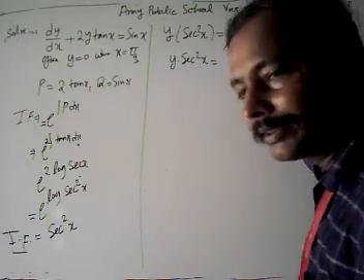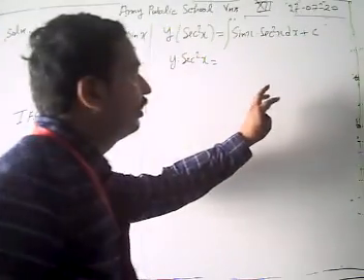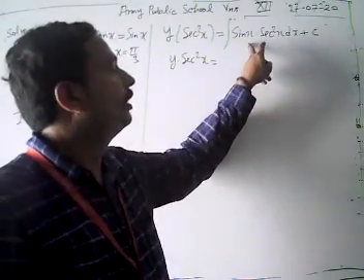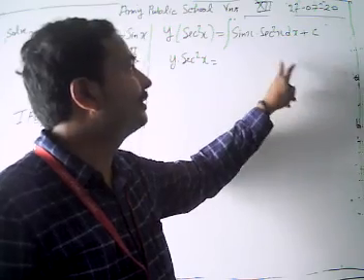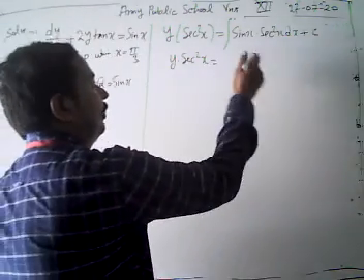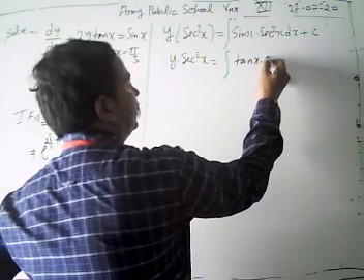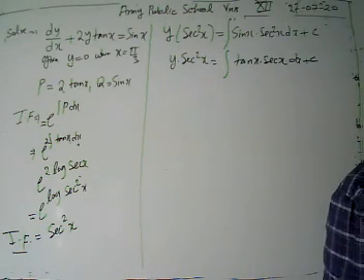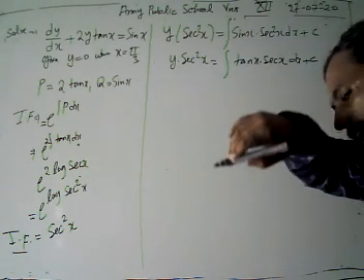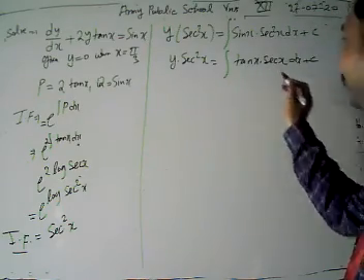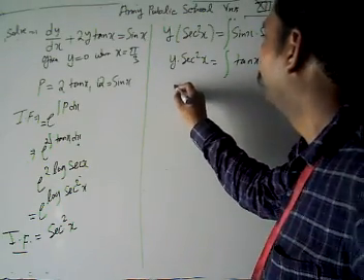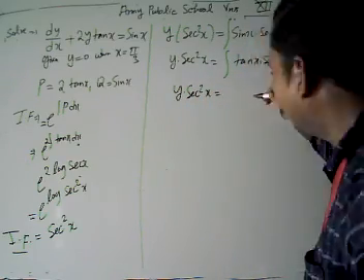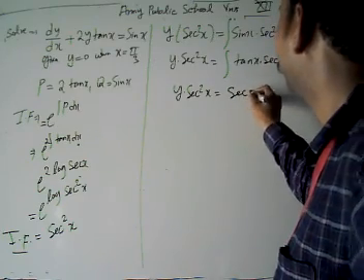Now y into sec square x, and sin x into sec square x. Our sec square x is 1 upon cos square x. Then we have sin x upon cos x into sin x upon cos x into 1 by cos x, sin by cos is tan x. After solving, we have tan x into sec x dx plus c. The integration of tan x into sec x dx is sec x plus c.